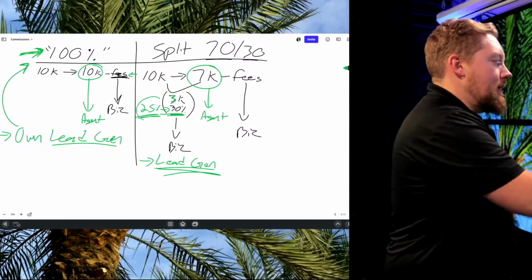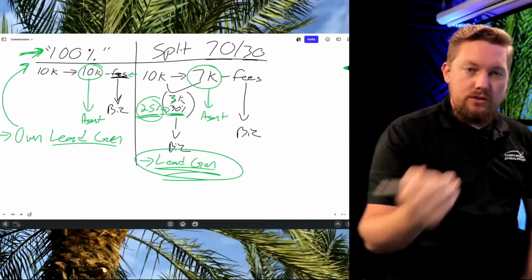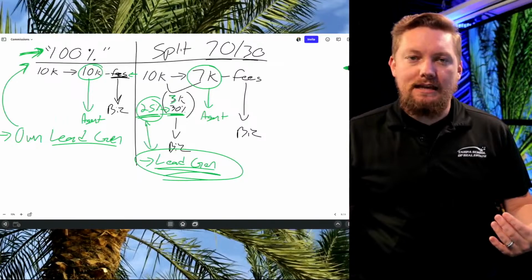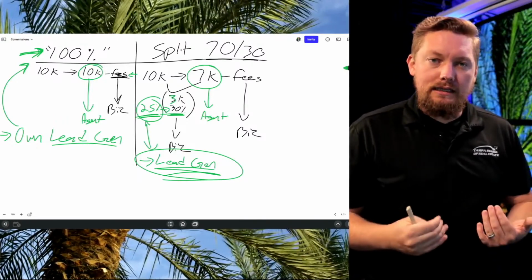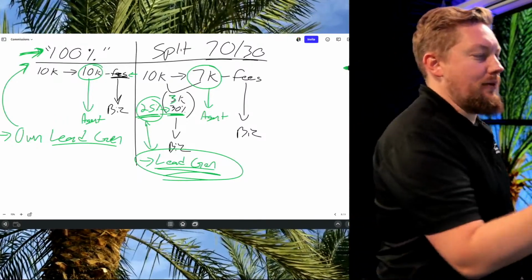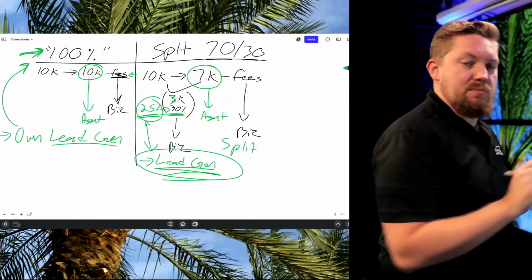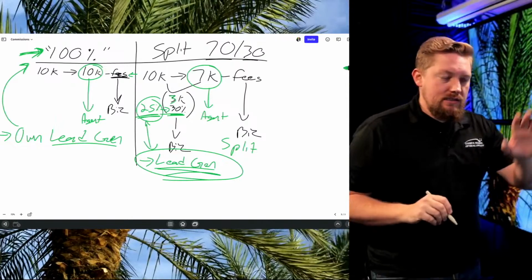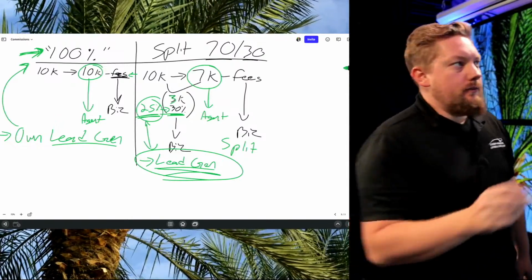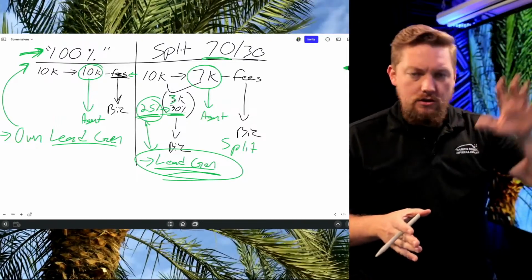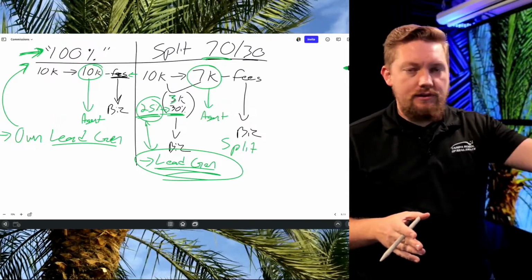Because if lead generation is part of what you're getting from your brokerage, why would you be paying 25% when it's even your own lead? Because that's what I will say, to add a little bit of confusion on the split side here: on the split side, you're basically locked in for at least some period of time, as long as you're with that brokerage, for that commission split.